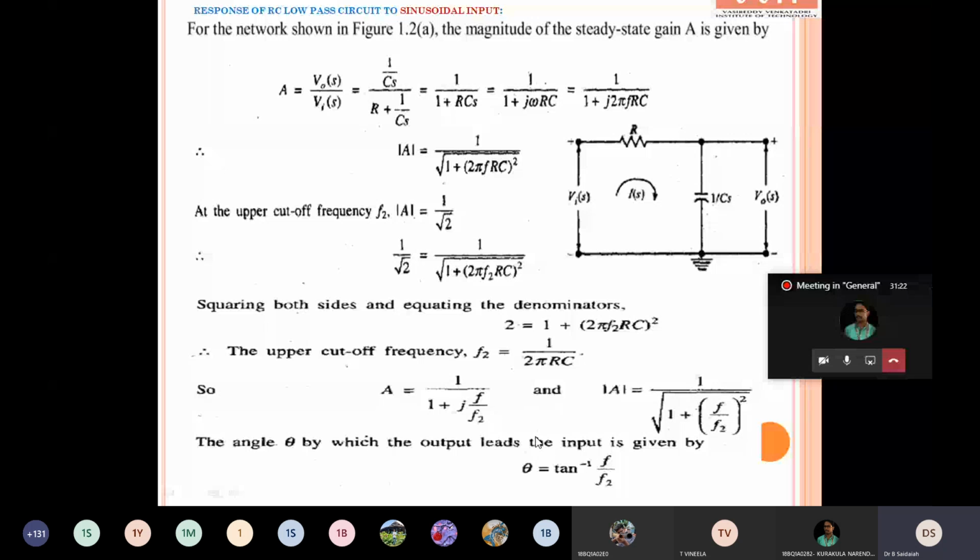But 1 by e power j theta comes to the numerator as e power minus j theta. (Student, in Telugu: But here it should be theta minus, sir, why is it plus?) Because here one line will be given, the output leads the input. Here this "leads" indicates that minus sign, some phase angle difference.